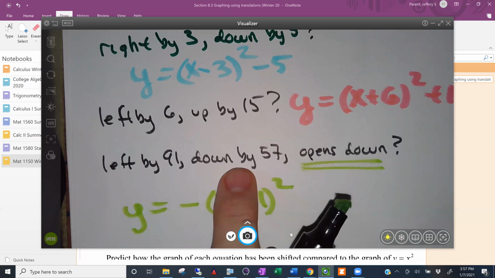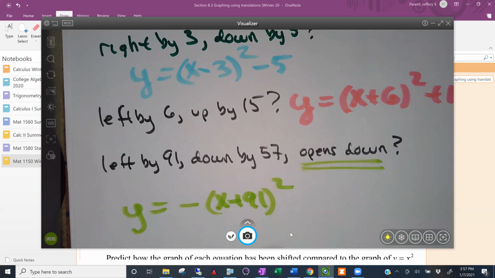And down by 57. Well, that's going to be outside the parenthesis. And the vertical shifts happen in the same direction as what you might think. So a minus would be down, a plus would be up. There you go. That's a quick 3 or 4 points on an exam. That's a nice little problem there.